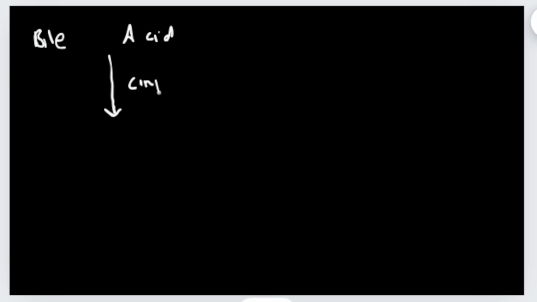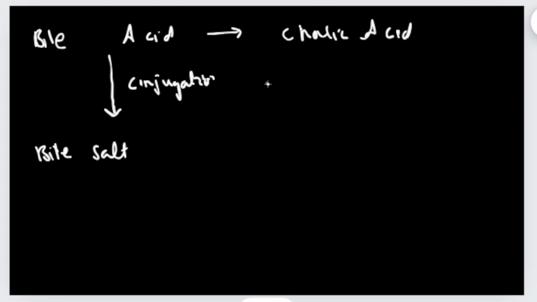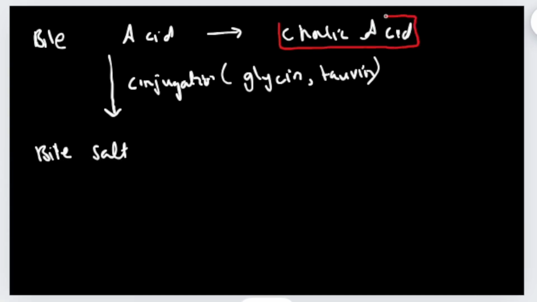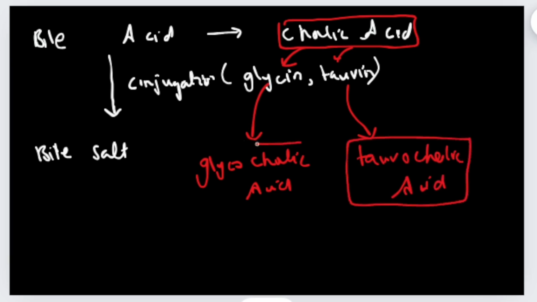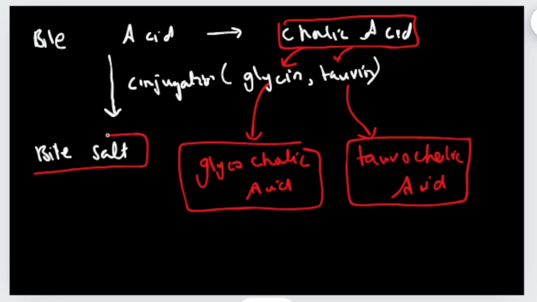Another thing is bile acid conjugation. When bile acid is conjugated, it converts into bile salt. For example, when glycine and taurine are added to cholic acid, it converts into glycocholic acid and taurocholic acid. These are bile salts. So one is the acid and one is the salt. When conjugation occurs with glycine or taurine, it converts into bile salt.